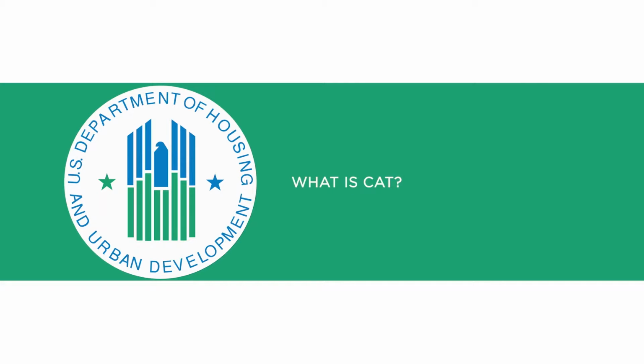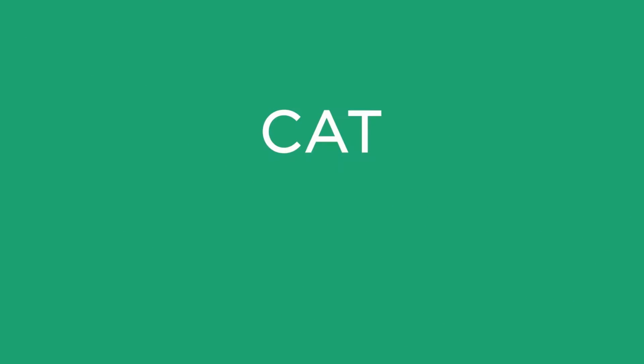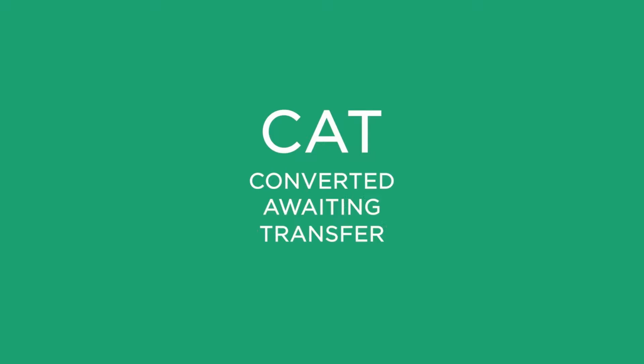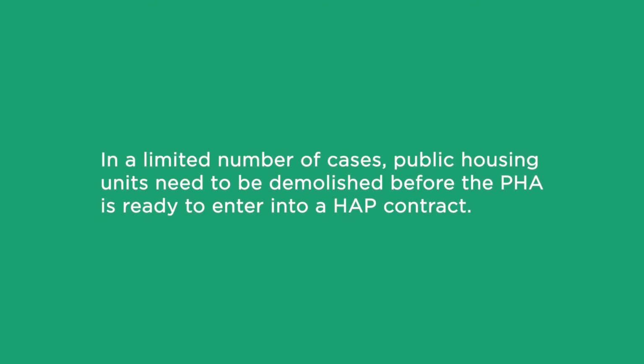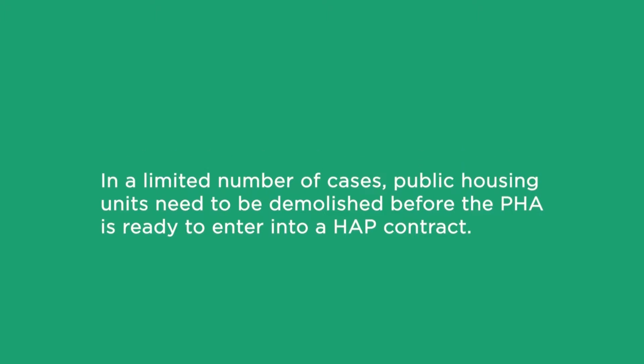What is CAT? Next, we take a look at another definition. CAT is also known as Converted Awaiting Transfer, CAT. In most conversions, a HAP contract is executed immediately after units are removed from the public housing ACC. In a limited number of cases, public housing units need to be demolished before the PHA is ready to enter into a HAP contract.